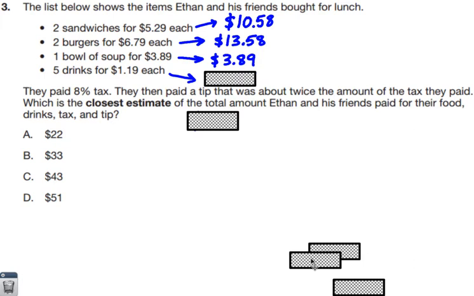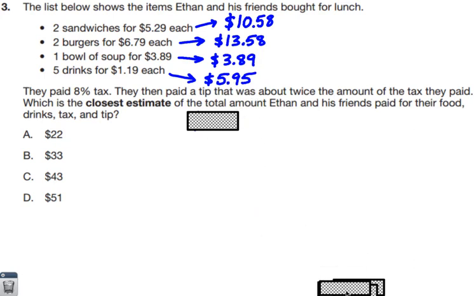And then 5 drinks for $1.19 each will total $5.95. So the total of all of that is $34. That's what I've done in advance to speed this up a little bit. Next, we would take the $34 and figure out how much was paid in tax. So essentially, we need to figure out what is 8%.